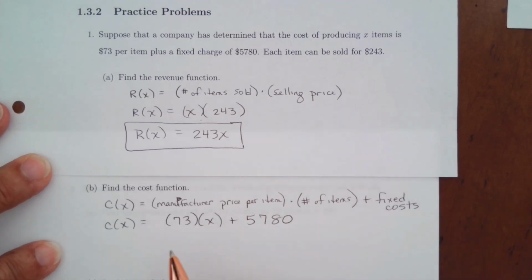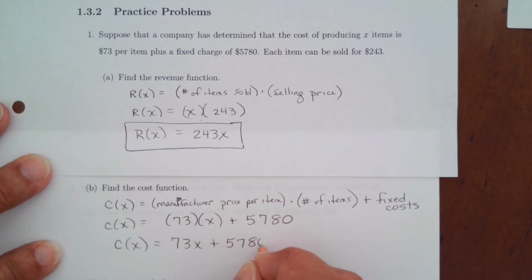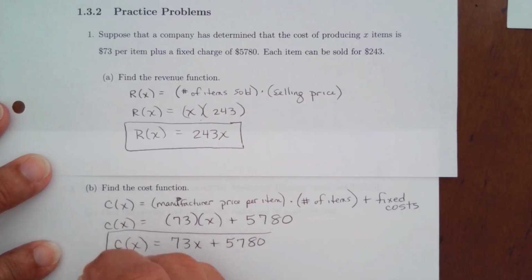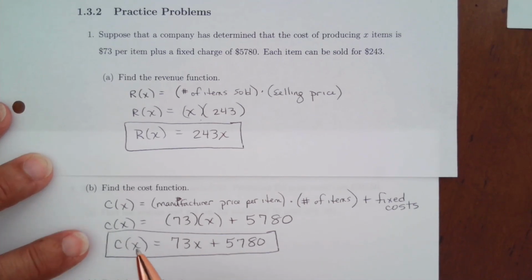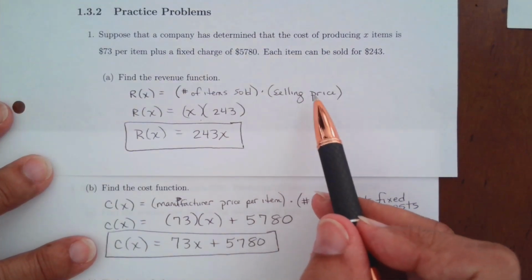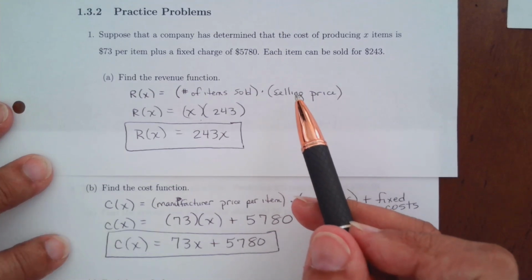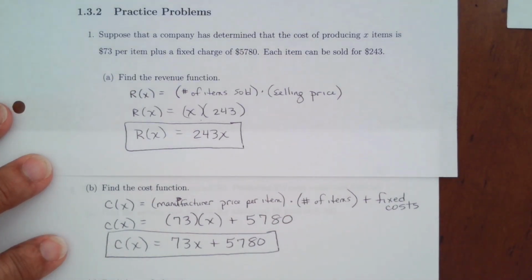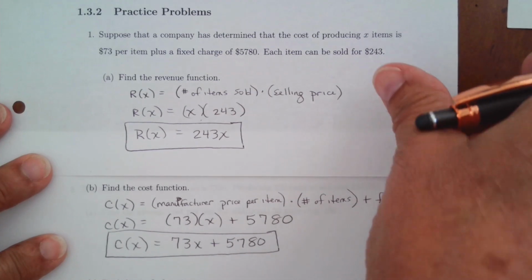Okay. So again, if we clean this up just a bit without all those parentheses, C of X would be 73X plus 5780. That's what we call the cost. That's the cost that is taking the manufacturer to make it. Okay, again, not the cost for the consumer. Okay, the consumer cost is the selling price. That's the consumer cost, selling price. Okay, moving on to part C.